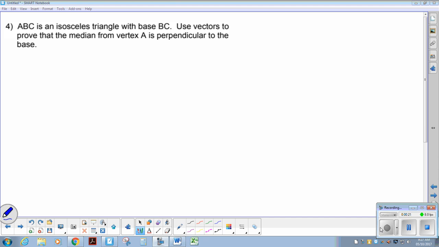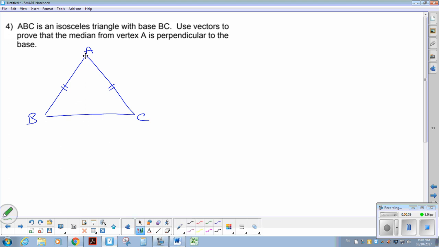So we have triangle ABC. It's isosceles, so those two sides are going to be equal, with base BC. Use vectors to prove that the median from vertex A is perpendicular to its base. So we are required to prove, let's give it a D here, that the vector AD is perpendicular to BC.